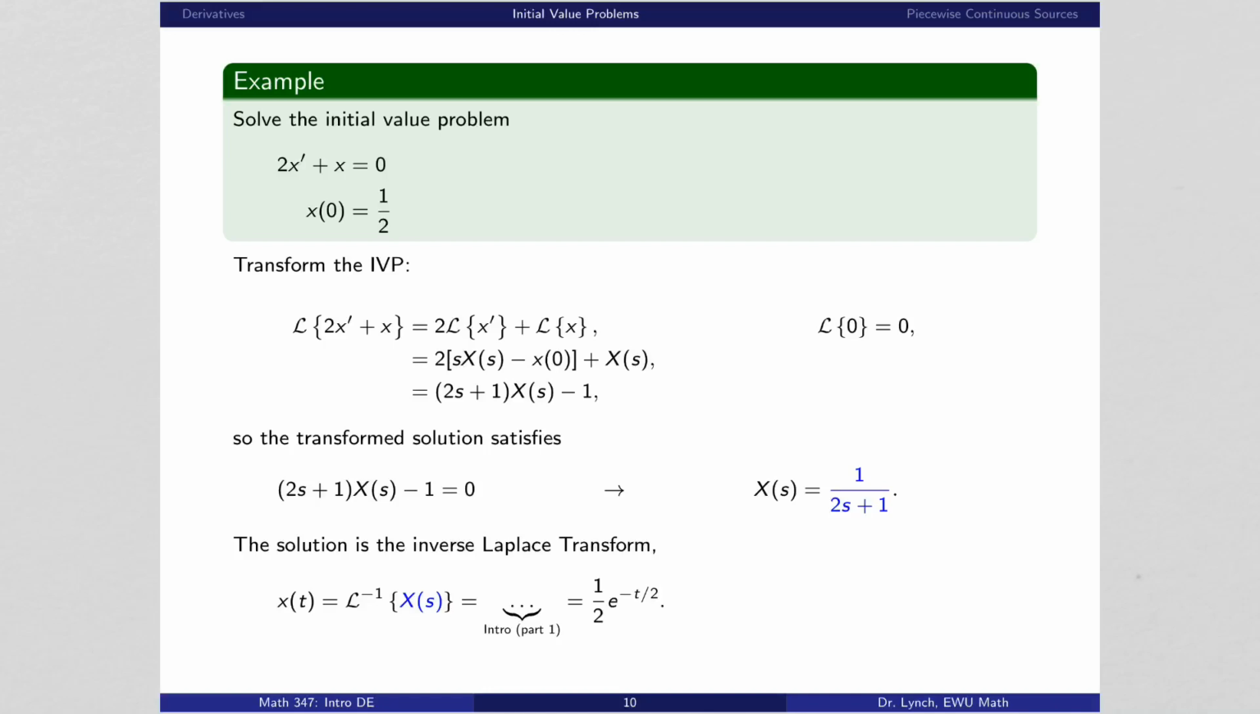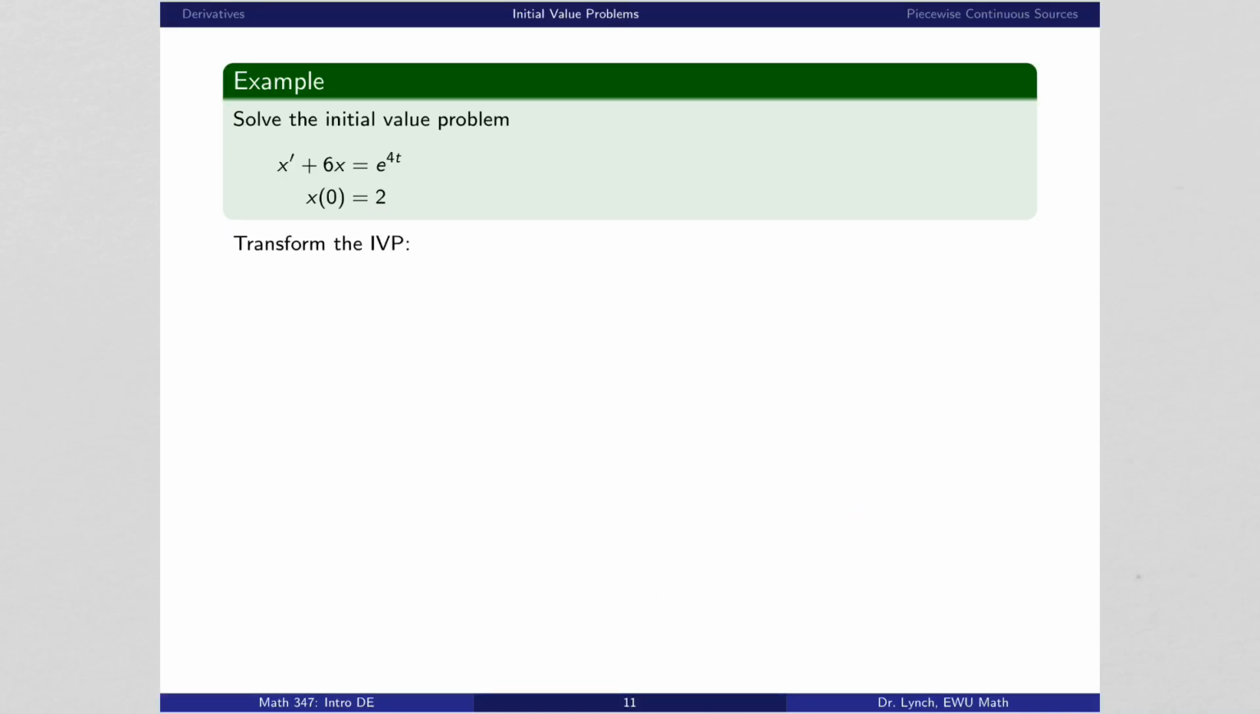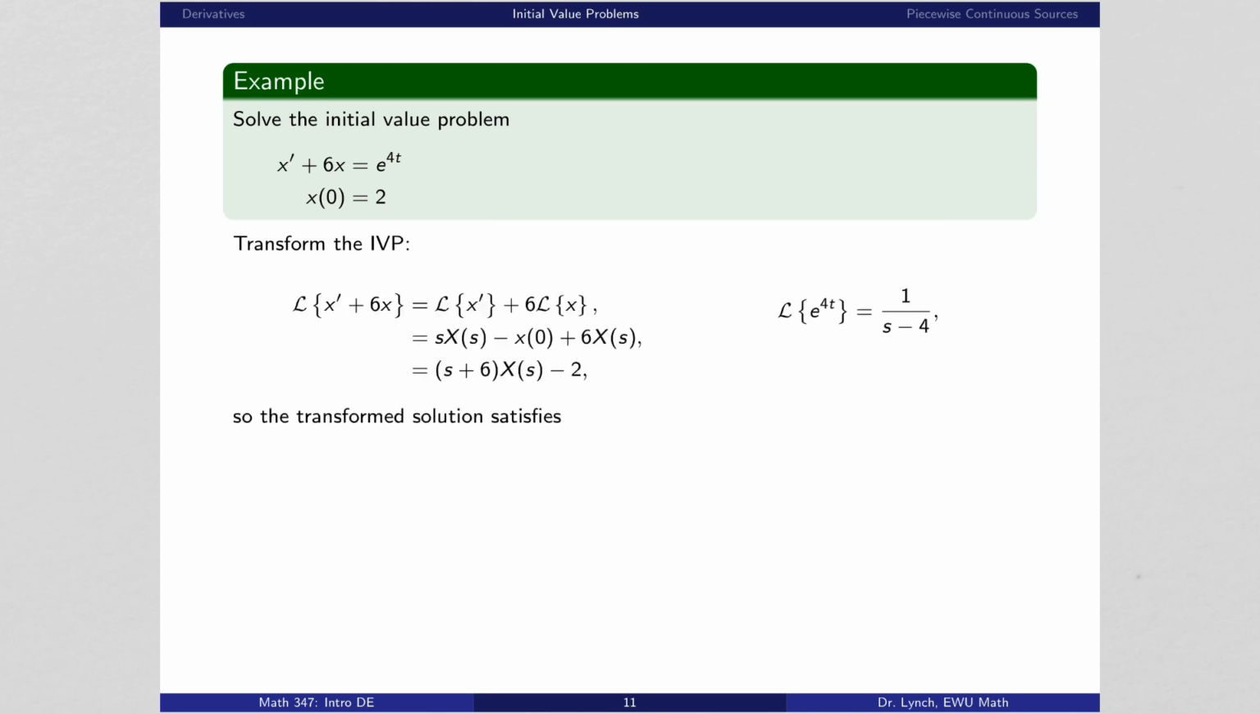Okay, second example. Let's solve the initial value problem x prime plus 6x equals e to the 4t, where x of 0 is 2. So again, we'll go ahead and transform the initial value problem, the left and right hand sides. So using again our derivative identity here, the left hand side transforms like (s plus 6) times X of s minus 2. And of course the right hand side transforms like 1 over s minus 4.